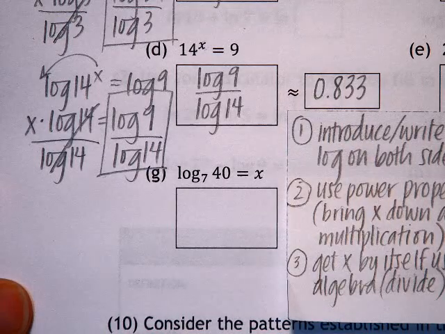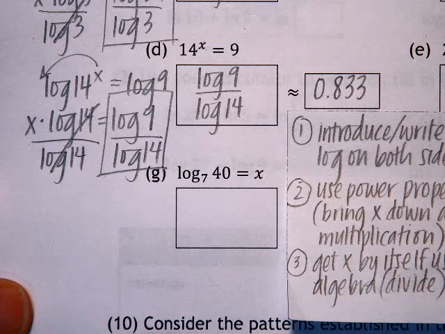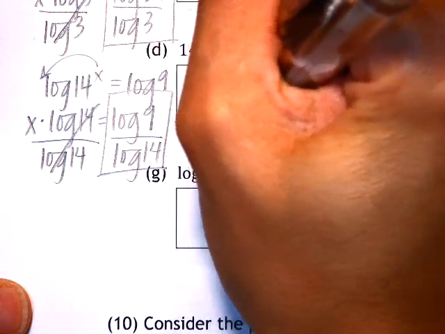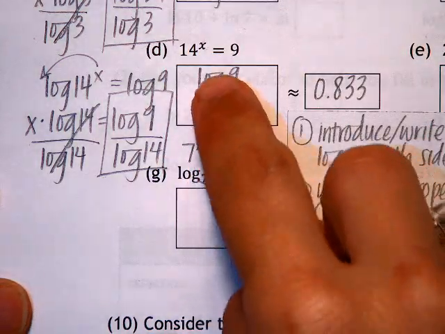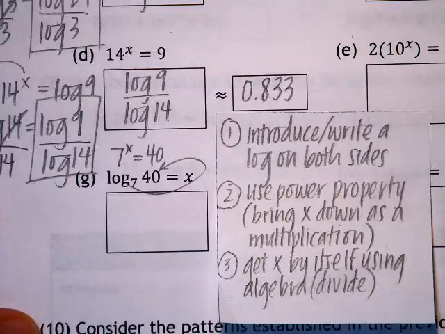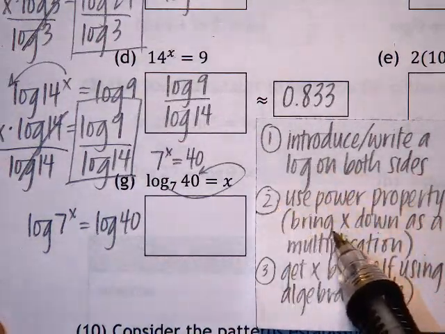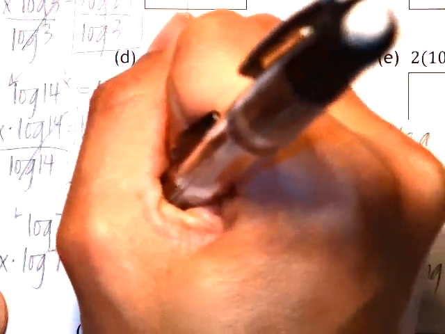It'll even work for letter G, because in letter G, even though it looks like a different sort of problem, we can just as easily rewrite the problem as 7 to the power of x equals 40. And now all of a sudden it looks just like all the other problems that we've been doing, to the point where we can use the exact same steps. First step, introduce or write a log on both sides. So log of 7 to the x equals log of 40. Check. Now I can use the power property to bring x down as a multiplication. X times log 7 equals log 40.